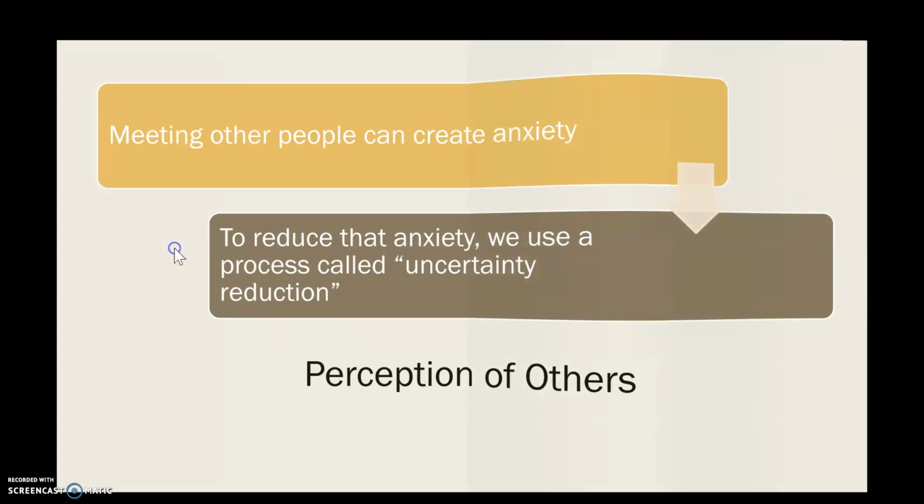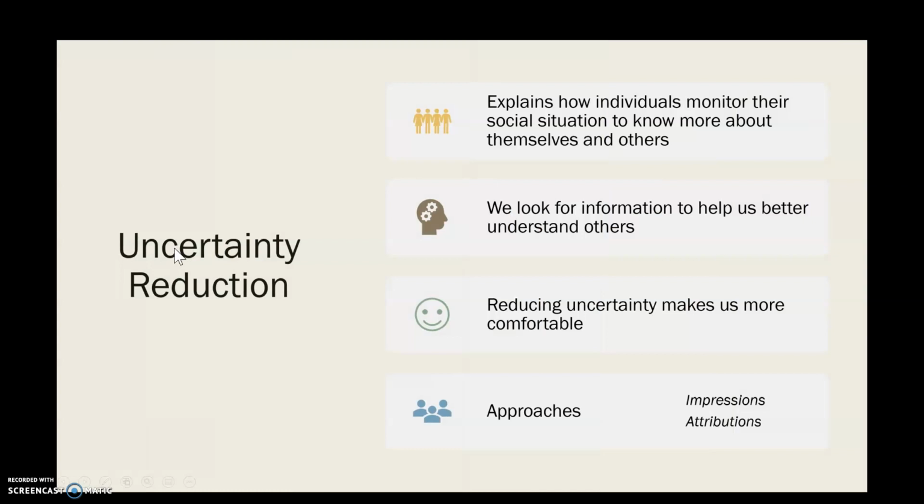Uncertainty reduction theory explains how individuals monitor their social situations to learn more about themselves and others. So in other words, we look for information to help us better understand these new people as we encounter them. And reducing this uncertainty makes us feel more comfortable, which in turn makes us able to act in a more confident manner. So some common approaches to this that your brain just kind of uses without you knowing it, this is kind of the heuristics thing, are impressions and attributions.